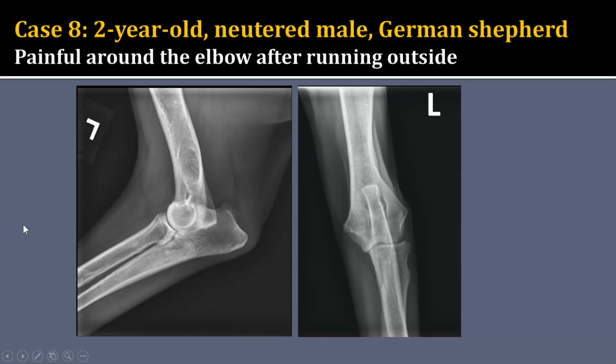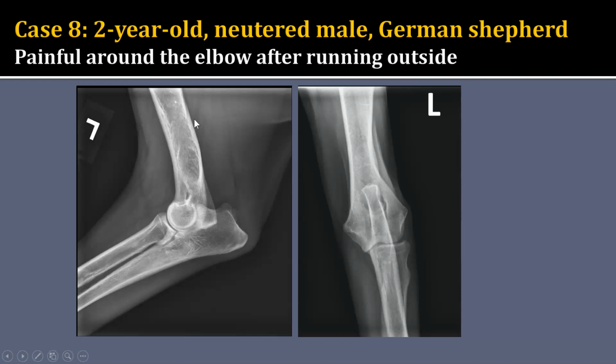When I look at this patient, I don't see any malalignment, so I might be thinking about fractures or joint luxations because he was running around outside and could have traumatized himself. I don't see any soft tissue swelling. Everything I see looks like it has normal fascial planes. So let's start looking at the bones from proximal to distal.